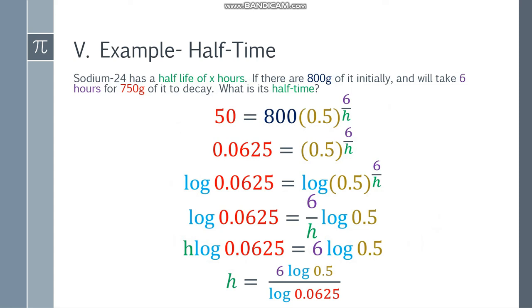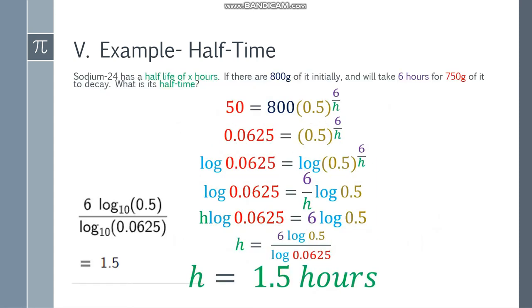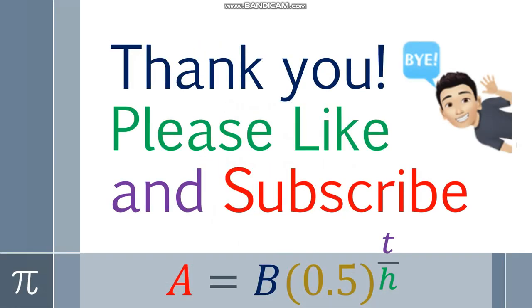Now, if you want to get the value of h, use a calculator, and according to the calculator it is 1.5. So the half-life of sodium 24 is 1.5 hours with this kind of condition. If there are 800 grams and the final amount is 50 grams, for it to become 50 grams, it will take 6 hours. The half-life is 1.5 hours. And that's the end of the lesson on how to solve half-life.